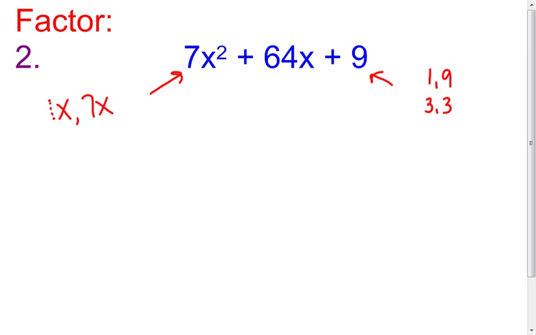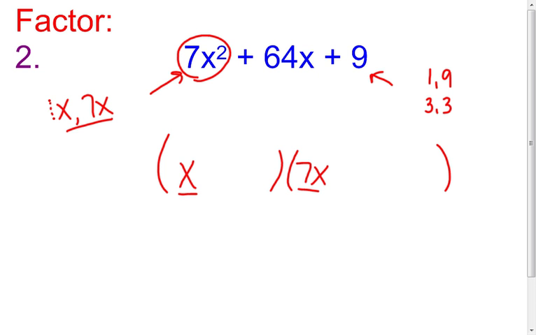All right, so here we go. Two parentheses again. My two fronts have to multiply together to make 7x squared, and I only have one choice right here, 1x and 7x. That's it. That's my only choices.